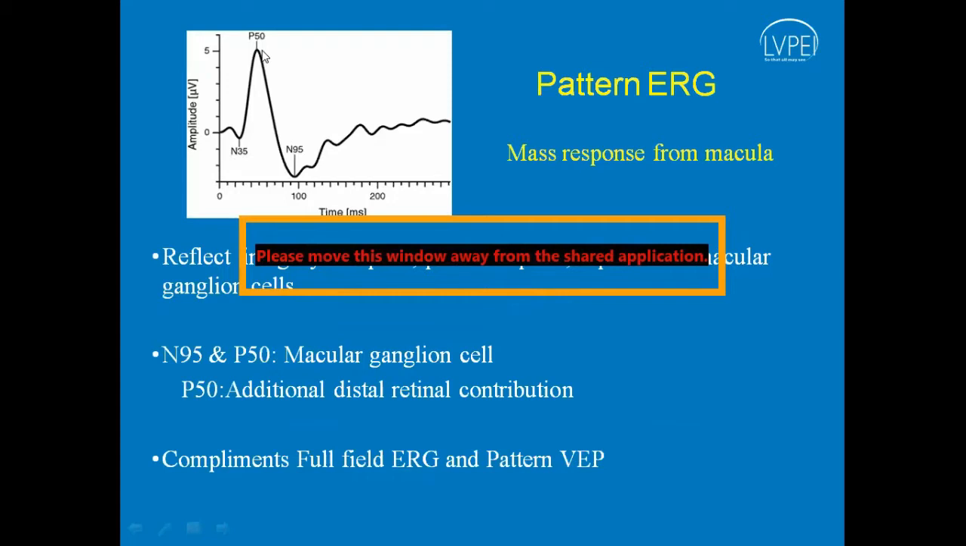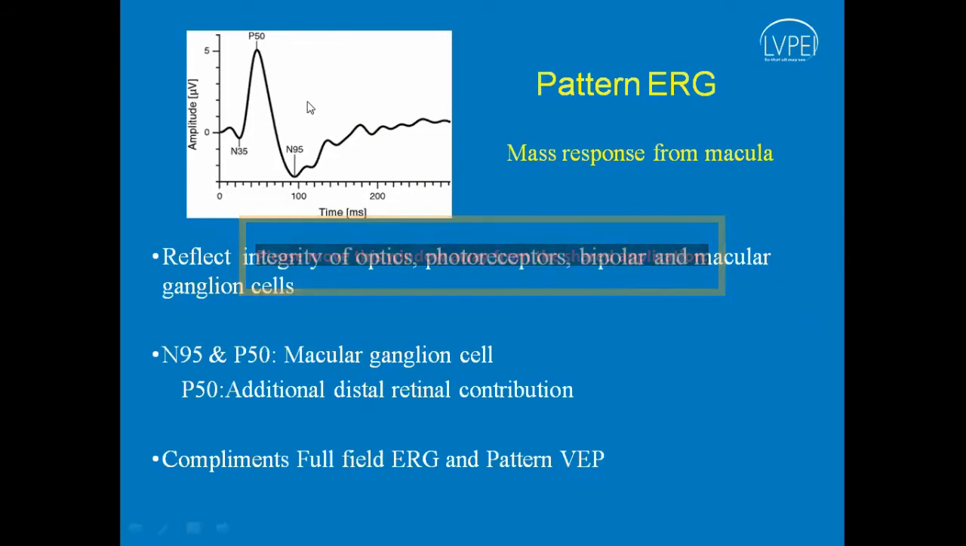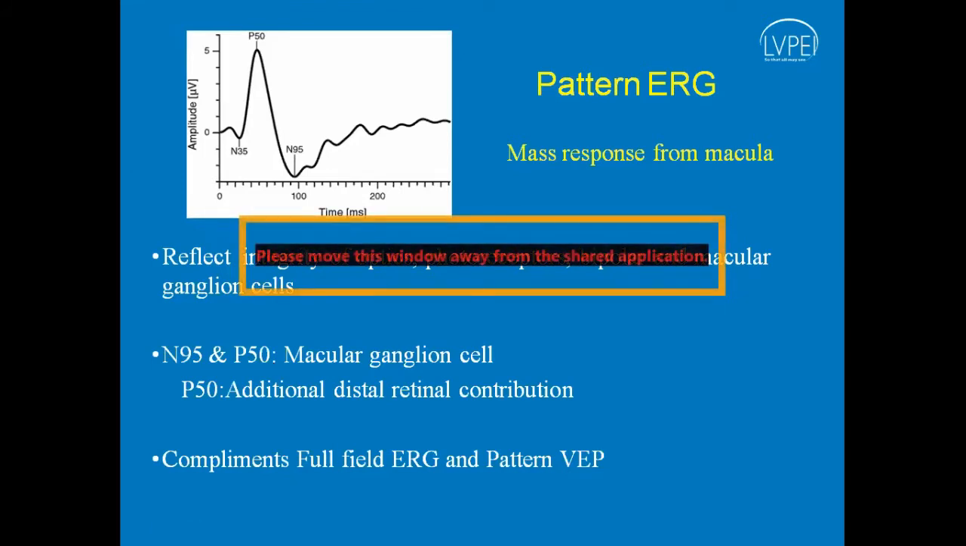The P50, the positive wave at around 50 milliseconds, is the robust one and is used most frequently. The second one is the negative N95 that happens around 95 milliseconds after the stimulus onset. Both P50 and N95 reflect the macular ganglion cells, while there is some amount of photoreceptor contribution also.